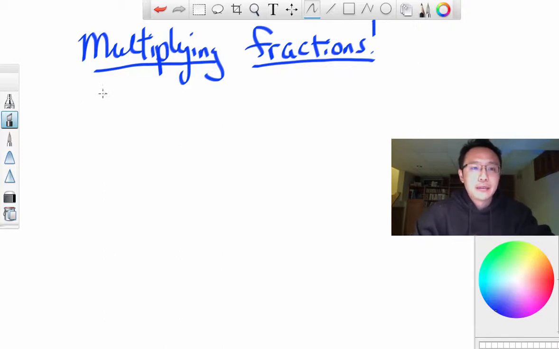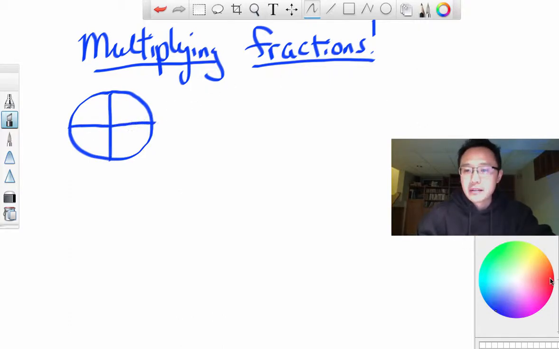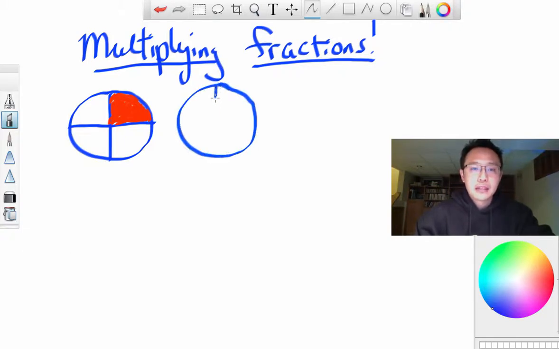Let's say you have this pizza that's divided into 4 pieces and you have one slice of this pizza. And then if someone were to come up to you and say, hey, I have another pizza as well, and I just have one slice out of that pizza, just like you. So you have this pizza, and then another person has this. So let's draw that. So basically what you're doing is just multiplying by 2, right?